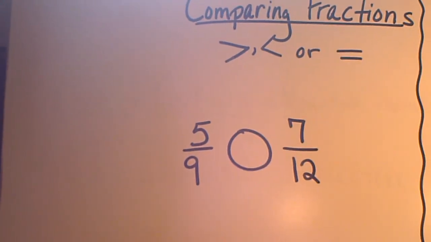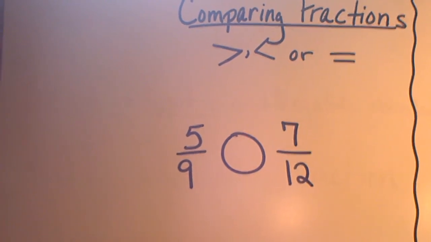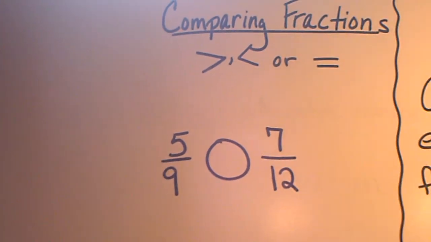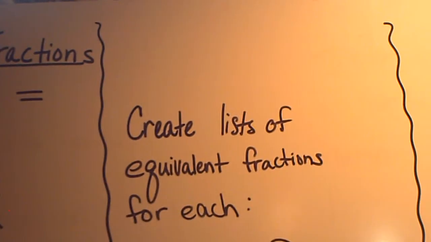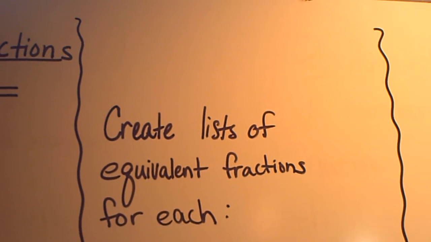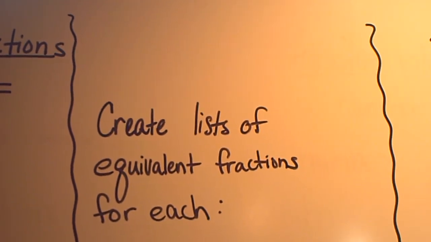The thing that we're going to do here is find a common denominator between these two fractions. How do we go about finding a common denominator? Well, the first thing we're going to do is create lists of equivalent fractions for each of these two fractions that we have, 5/9 and 7/12.